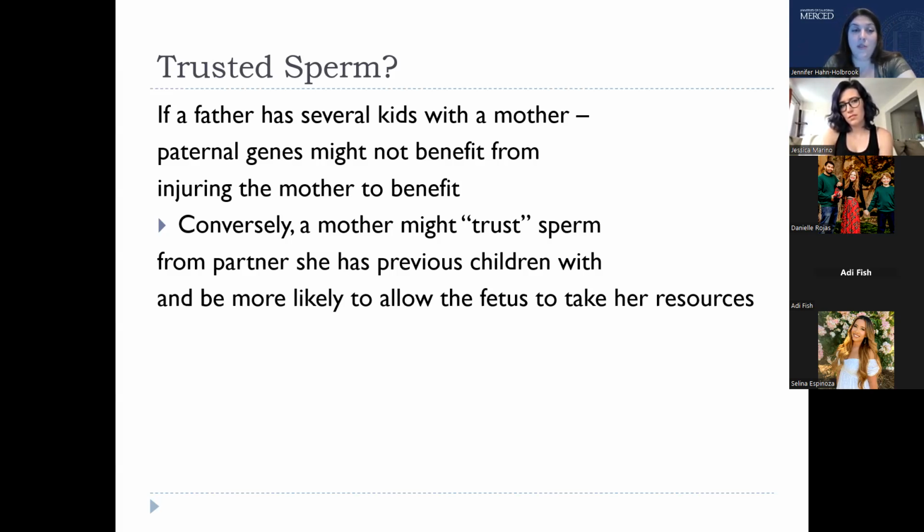If a father has several kids with a mother, then paternal genes might not benefit from injuring the mom as much, right? If the male has a long-term intention towards the female, then it makes more sense that his genes are going to try to extract fewer resources in this specific pregnancy. Conversely, if a mother might trust the sperm, so she's had sex with a partner for years and now they're having a baby, we know this is a trusted source of resources and investment, so maybe the mother will allow the fetus to take more resources.